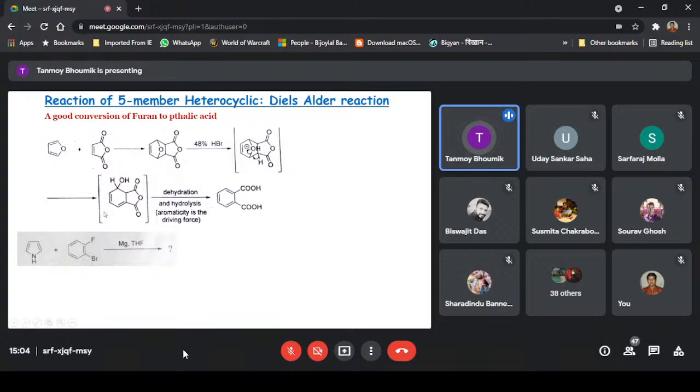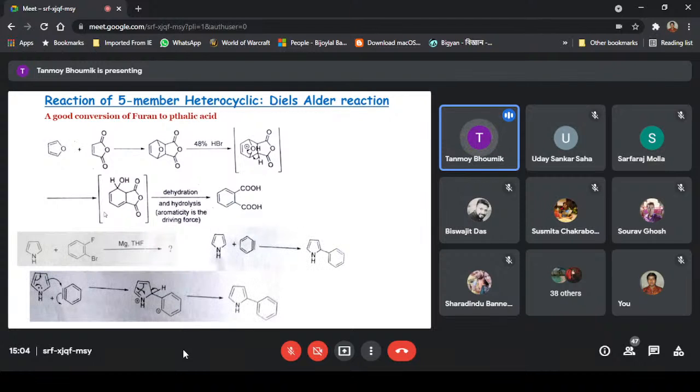bromine and fluorine are substituted on the benzene, and whenever the pyrrole is reacted with this under magnesium, what happens? First of all, it forms the benzyne intermediate, where bromine and fluorine are lost from this molecule, and this benzyne intermediate is then very prone towards substitution, and it can participate with the pyrrole ring, and it can form a Diels-Alder product.